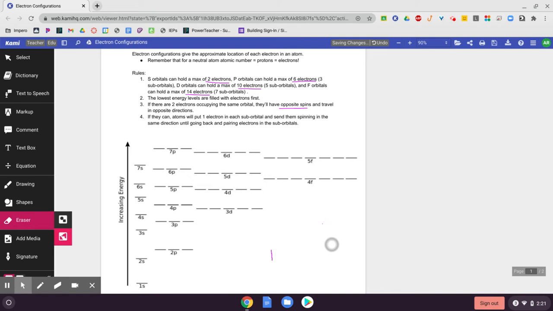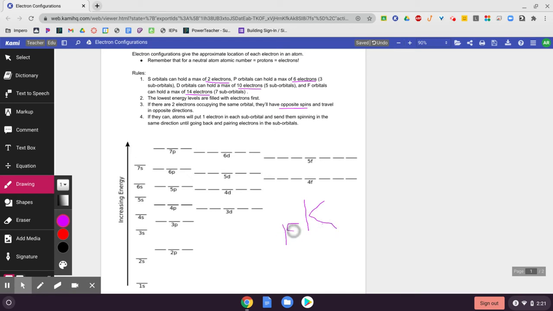Let's do another one. Let's say that I wanted to do potassium. So potassium is element number 19. And that means that we have 19 total electrons in a neutral potassium atom. So I need to account for all 19 of them.